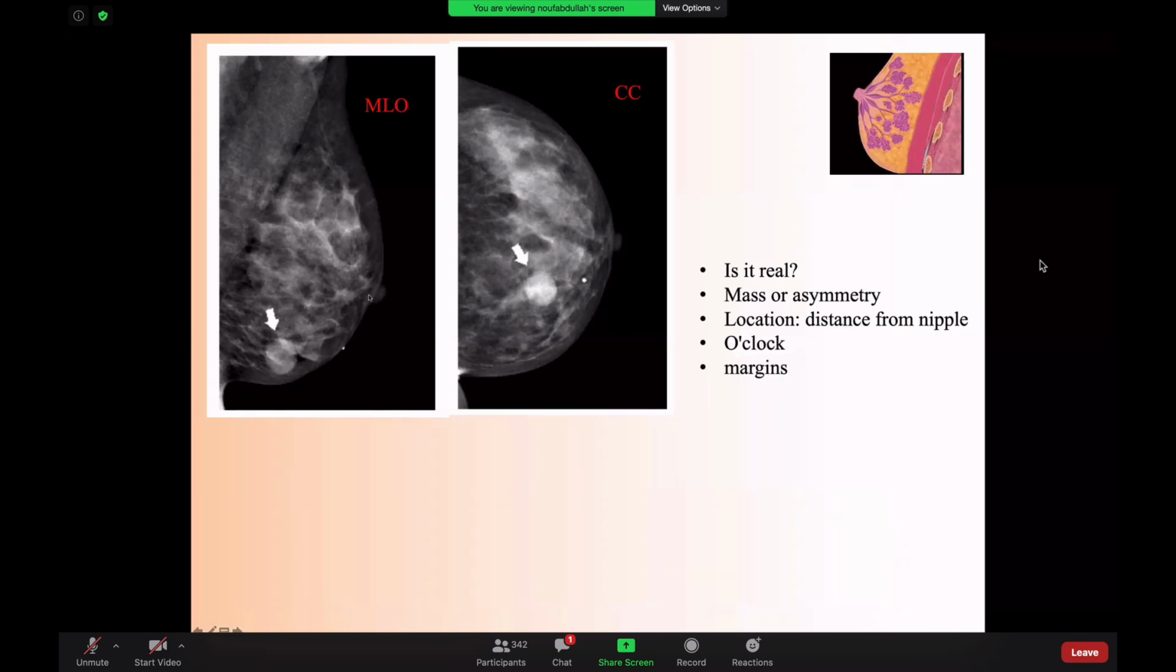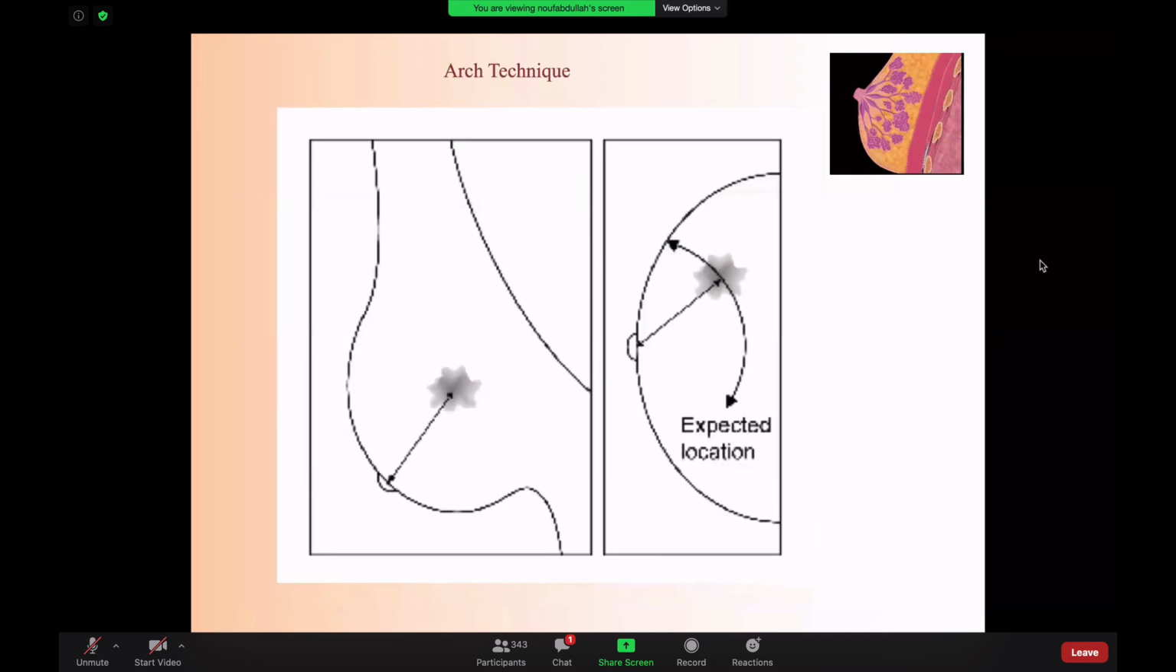Why? Because if on a true lateral, it would be located here. It is close to the posterior nipple line, so it is most likely at 8 o'clock. So this is where I will find it on ultrasound.